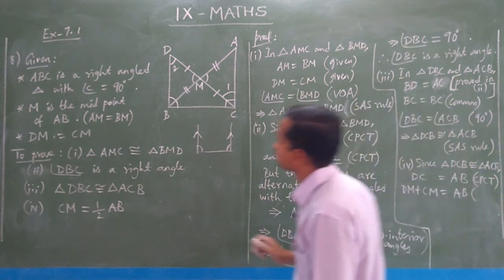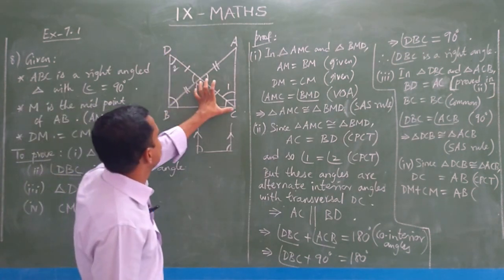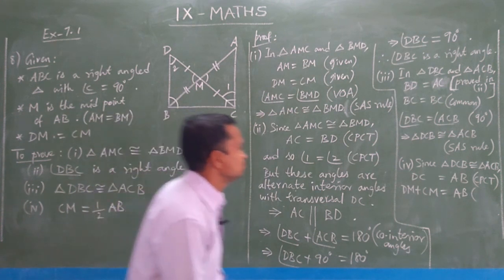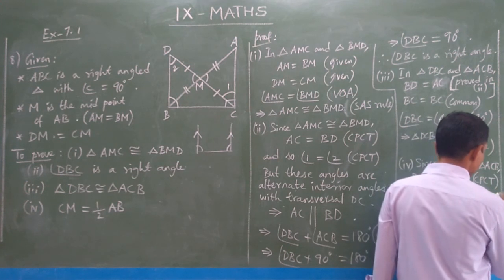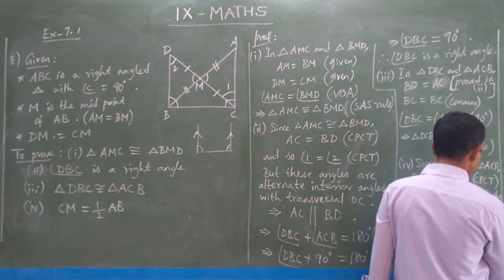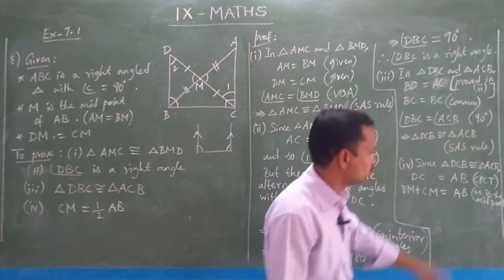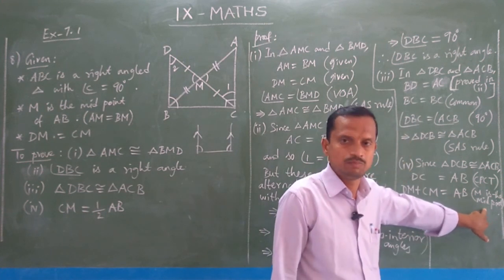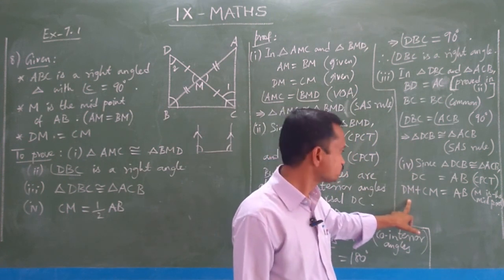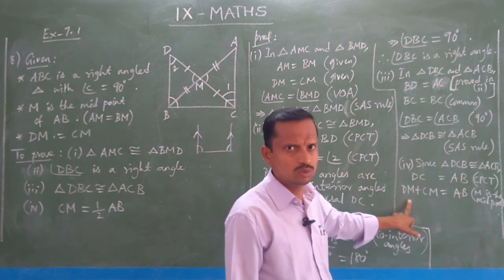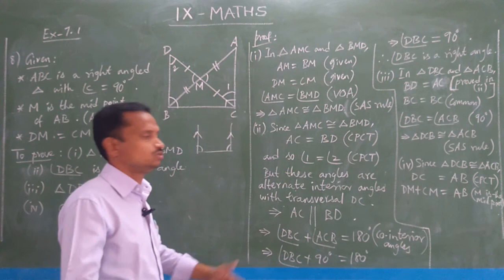So for DC, M is the midpoint. These two are equal, but M is the midpoint, so we can add DM and MC to get DC. You can write the reason here: M is the midpoint. Then only we can have DC as DM plus CM. Anyhow, DM plus CM is BC only. From the figure, we can write that DM plus CM is BC.